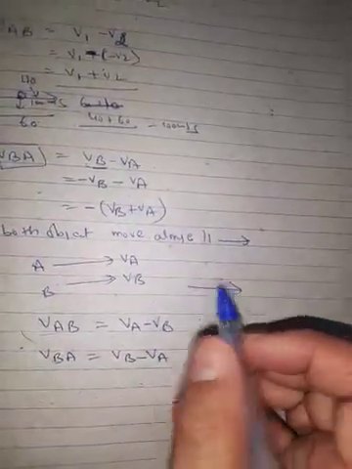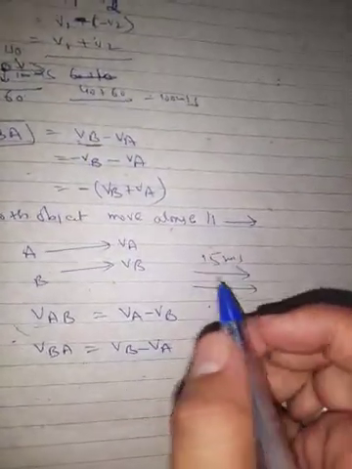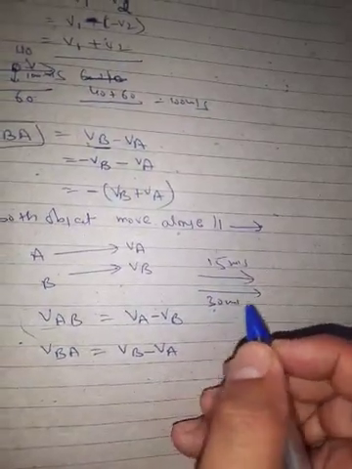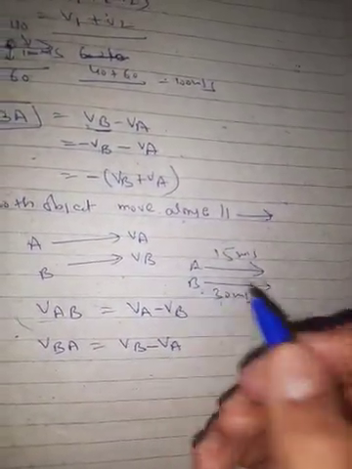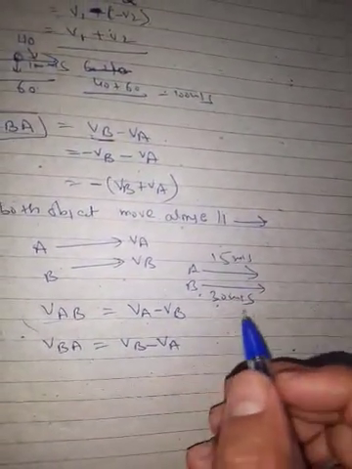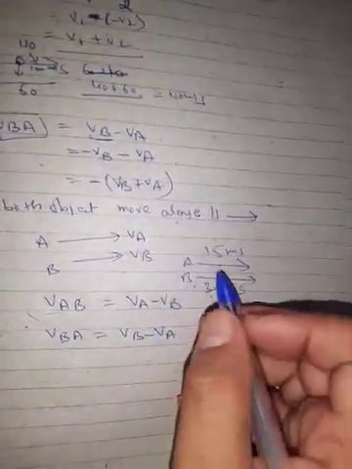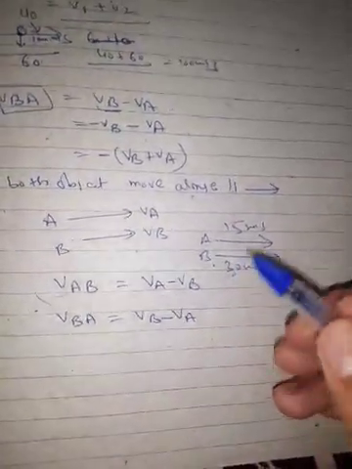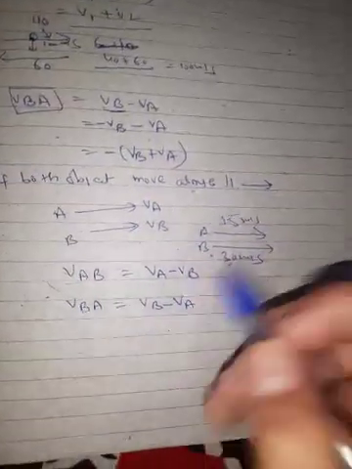We can say the first body is moving with 15 meter per second and the second body with 30 meter per second. So simply I'm asking, this is A, this is B, A with respect to B. I can say this is 15 and this is 30, so I will get minus 15 meter per second. Okay, this train will move forward compared to this train. Okay or not? If I ask you B with respect to A, then I can say 30 minus 15, and at that time I will get 15 meter per second.